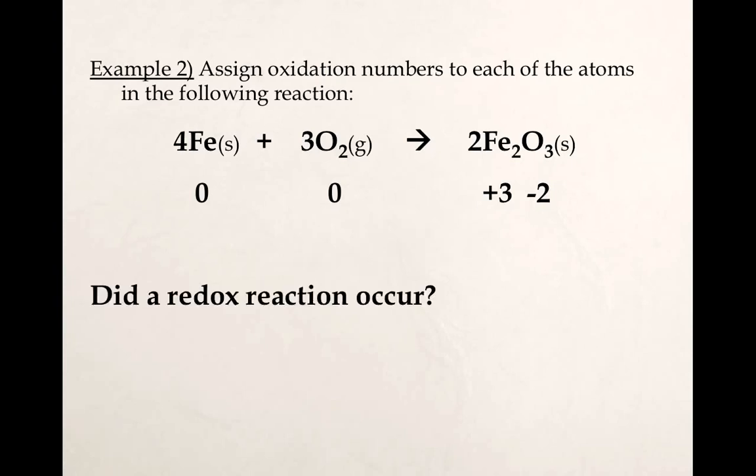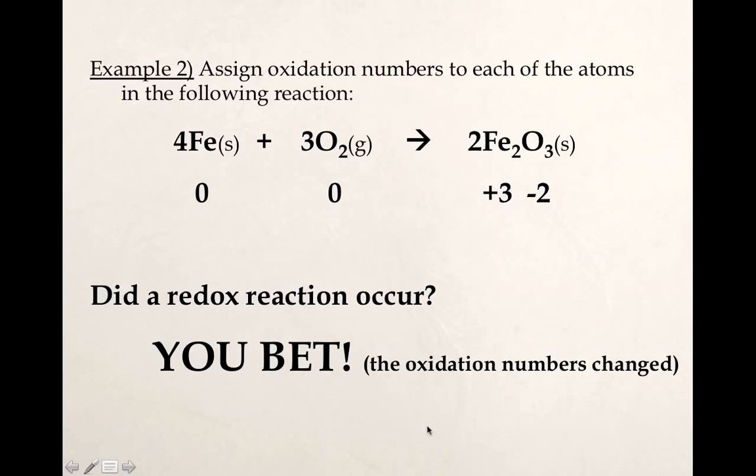Here's another follow-up question. Did a redox reaction occur? Remember, redox means that electrons moved around. And the answer is, you bet. Okay, remember the oxidation numbers changed. Iron changed from 0 to +3, which means electrons had to move somewhere. And oxygen changed from 0 to -2, which means we had to be flip-flopping electrons around. Somewhere they had to move around, so yes, a redox reaction did occur.